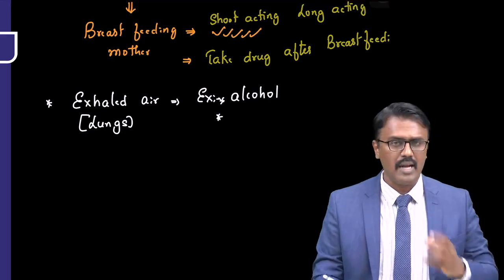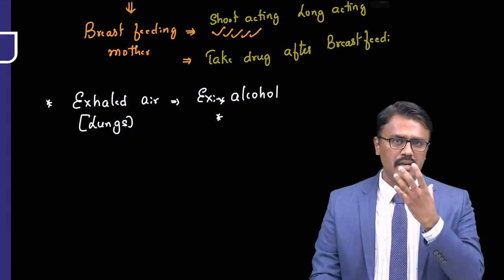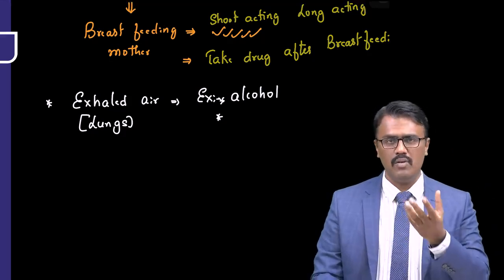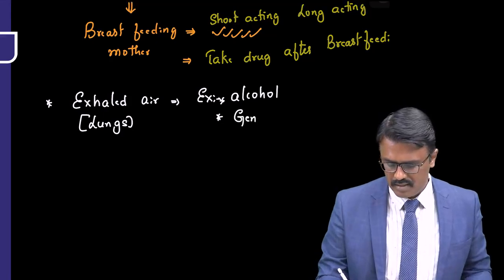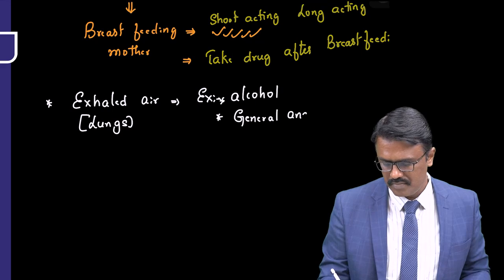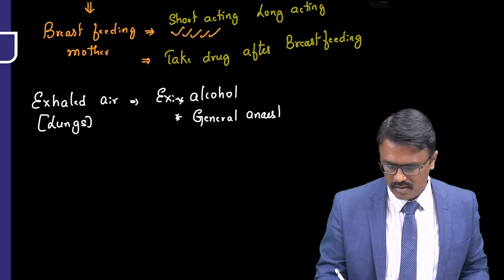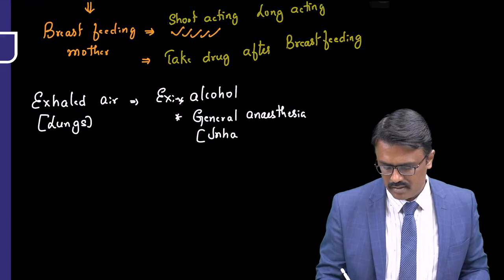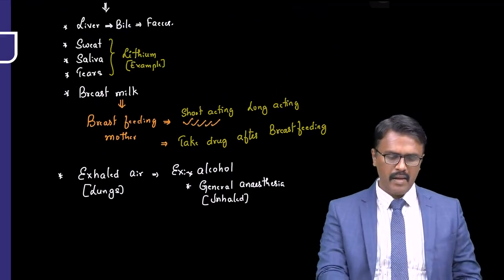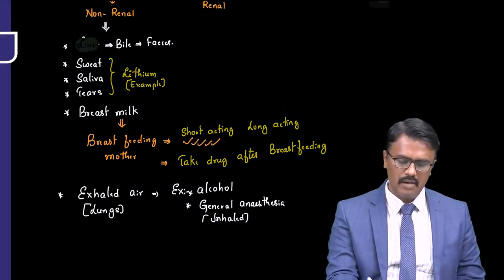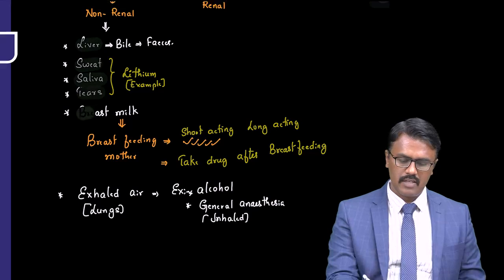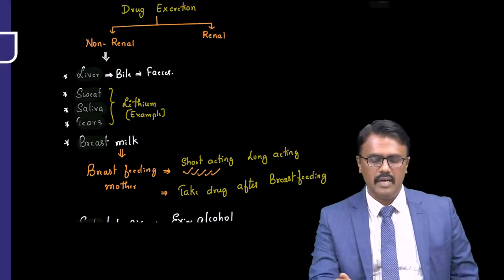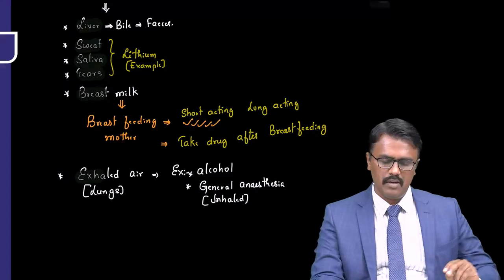And again, we use anesthetics. We make the patient take anesthetics by inhalation route. They will go to the lung and reach the brain. Again, they will come out through the lung only. So example is general anesthesia. So these are inhaled general anesthetics. Okay, so this is the example. So we understood the non-renal mechanism: the liver, sweat, saliva, tears, breast milk, and the lungs, that is exhaled air. Very classical example.